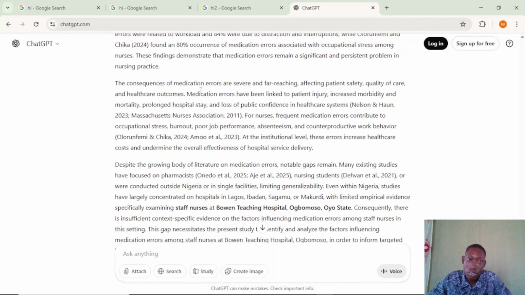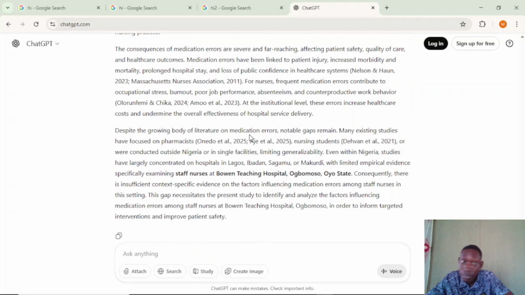This is the consequence. The consequences of medication errors are severe, affecting patients and quality of care. Medication errors have been linked to patient injury, increased morbidity, prolonged hospital stay, and loss of public confidence in the healthcare system, Nelson and Horn, 2023. Can you see? All this, it gave it to us.